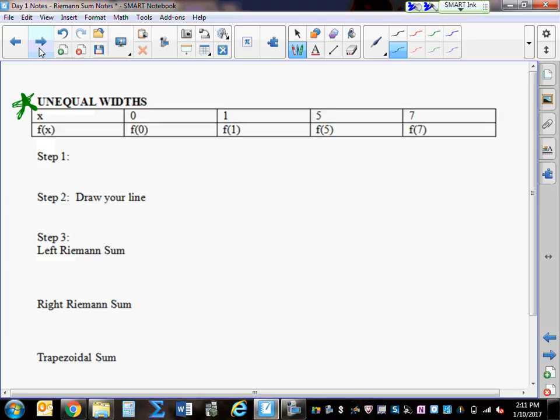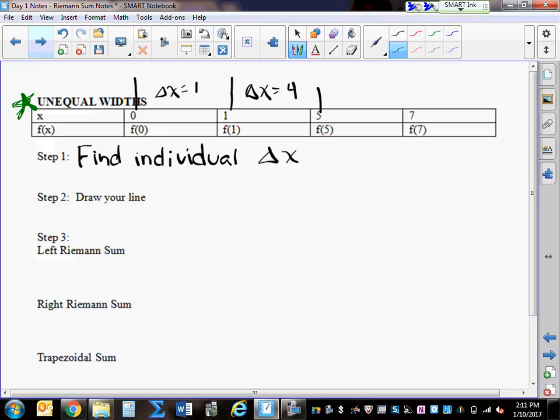Alright, so again, step 1, you've got to find your individual delta x, because each interval is going to have a different one. So we're going from 0 to 1, my delta x here is 1. From 1 to 5, my delta x is going to be 4. And from 5 to 7, my delta x is 2.